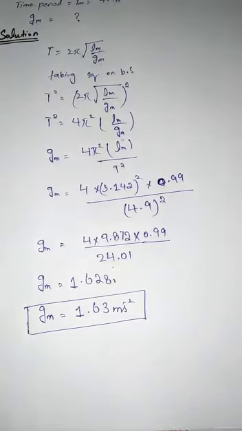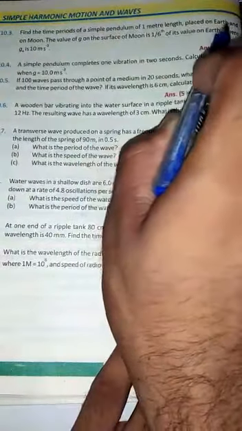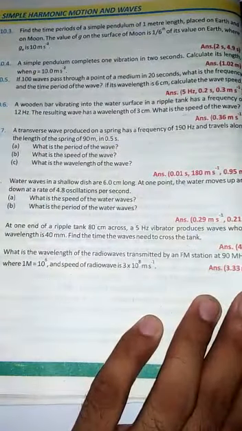This is our second numerical. The third numerical statement: find the time period of a simple pendulum of 1 meter length placed on Earth and on the Moon. The value of g on the surface of the Moon is 1.6 of its value on Earth, where g is equal to 10 meter per second square. So the given data is as follows.